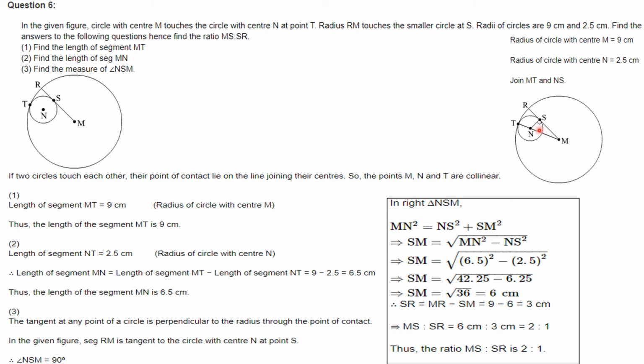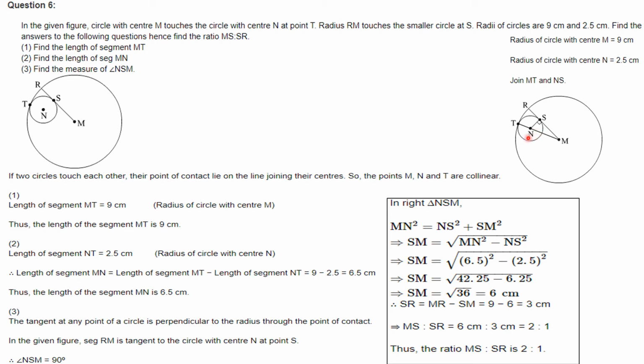Two circles touch each other and their point of contact lies on the line joining their centers M and N. Point of contact is T. So points M and T are collinear. Length MT is 9 cm, the radius of the circle. Length of segment NT is 2.5, radius of circle with center N.